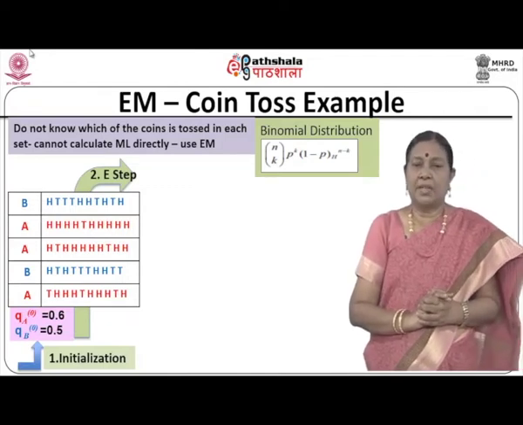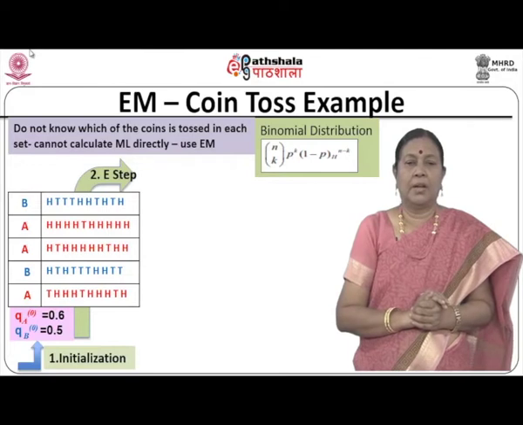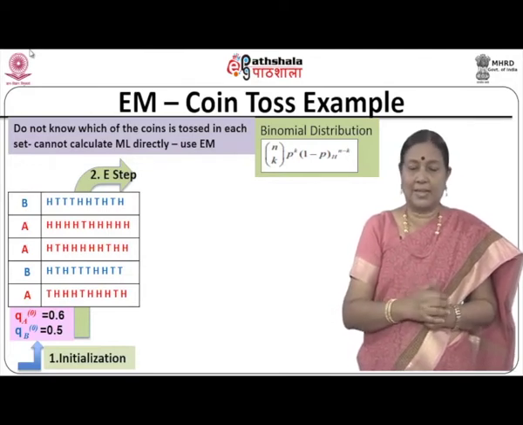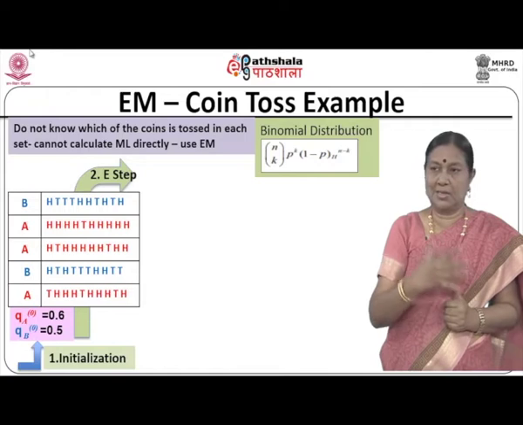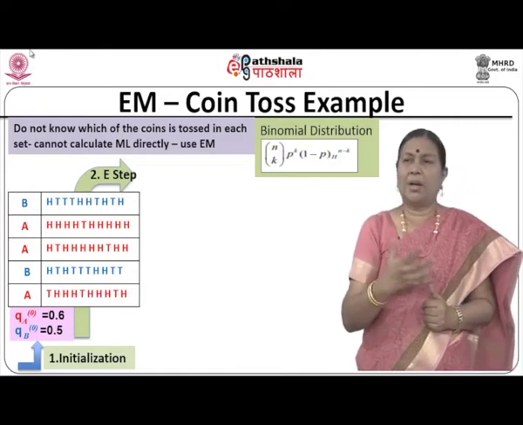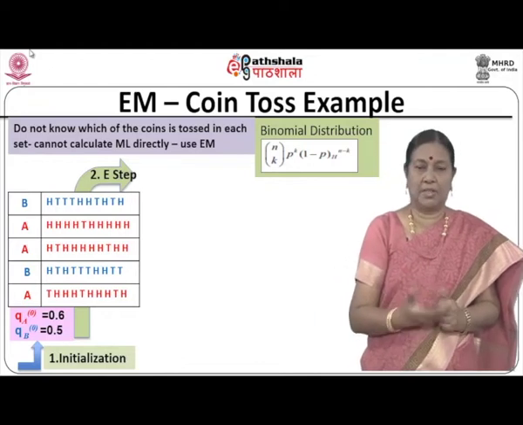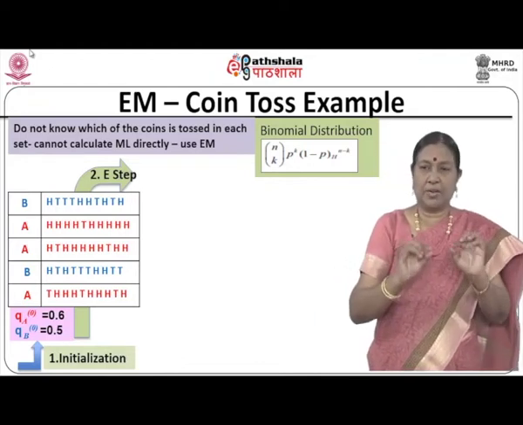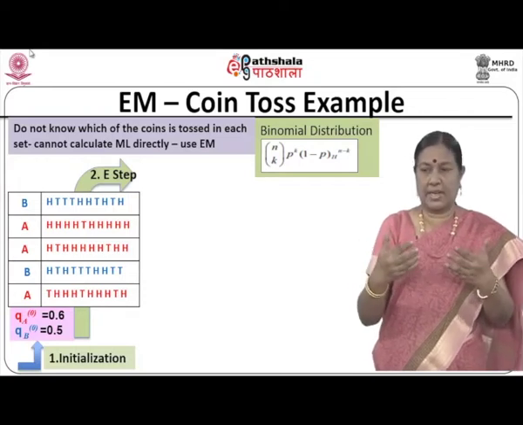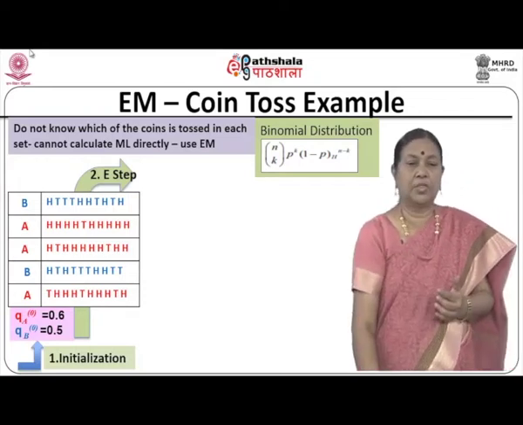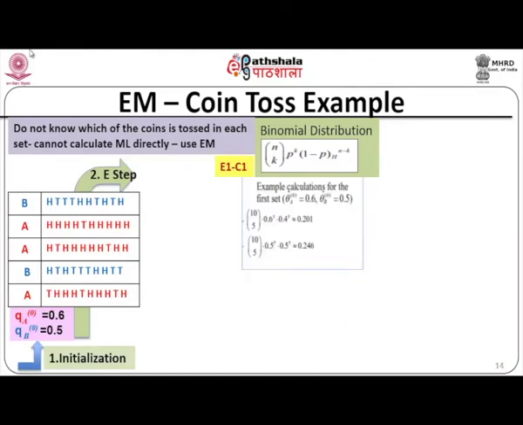Now, we will assume that the number of heads and tails that come follows a binomial distribution. This is an assumption we are making. Normally a coin toss follows a binomial when it is binary. So, we assume a binomial distribution. In this example, I will take only the first entries. The second step, that is expectation, is where we have to do some sample calculations. How do we do this calculation?